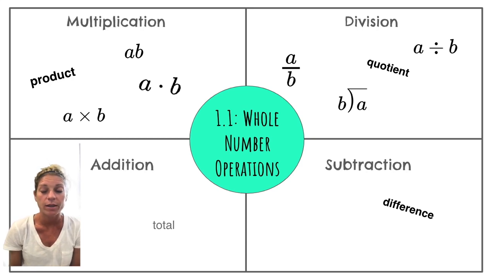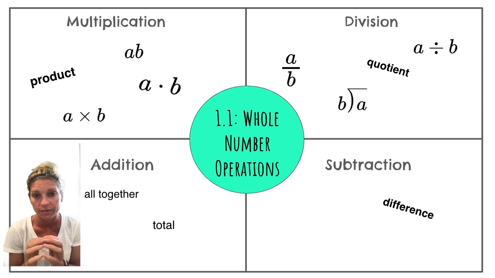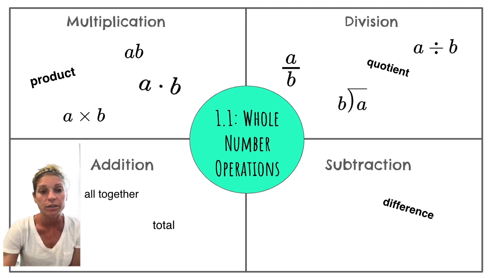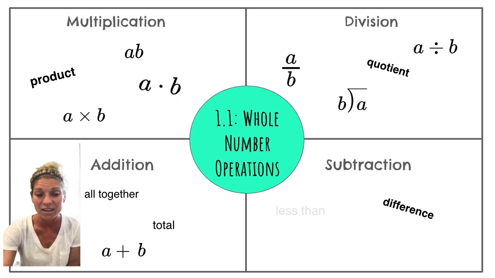Addition can also be signified as total. When you're looking for the total of 2 or more things, you're looking for the addition operation. Also, when you're looking at things that are all together, that's addition as well. Subtraction can be seen as the difference. Anything that is less than is subtraction, or we have a minus b.